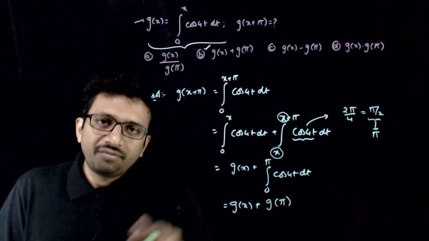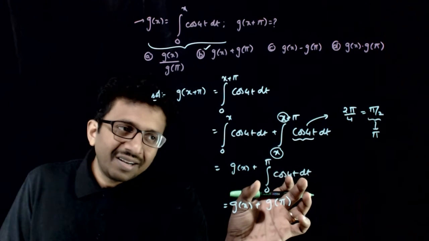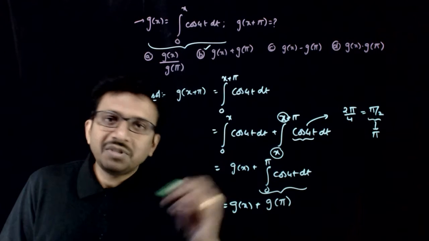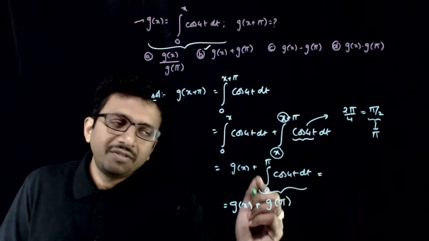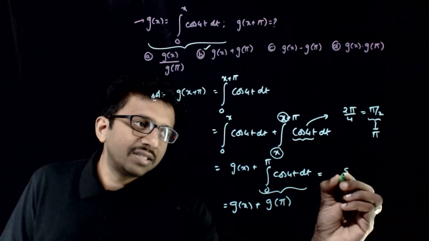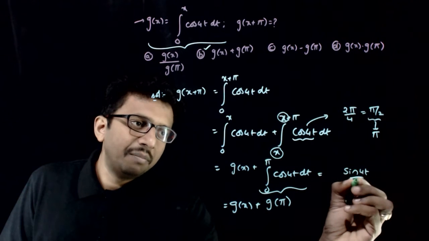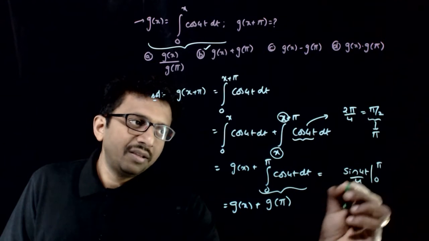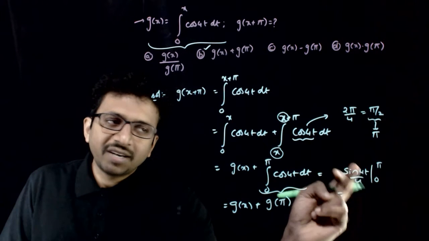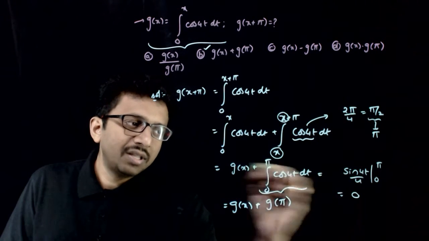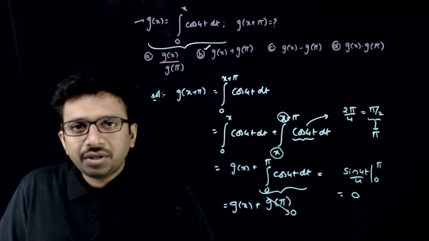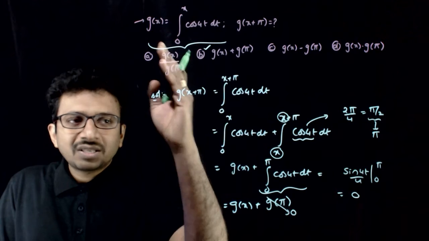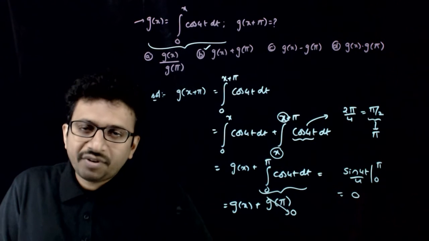But if you observe it more carefully, this term g of pi will turn out to be 0. Because what is the value of this integral? The integral of cos 4t is sin 4t by 4, from 0 to pi. If you substitute pi, you get 0. If you substitute 0, you get 0. Hence this is equal to 0. So this term is effectively equal to 0. So g of x plus pi is also equal to g of x.